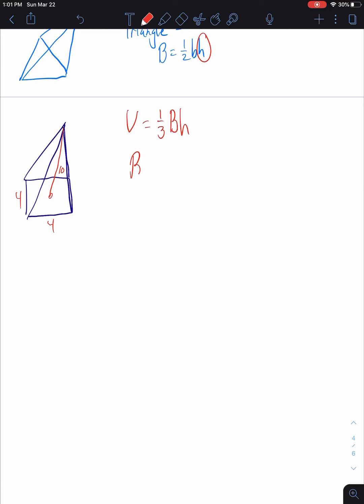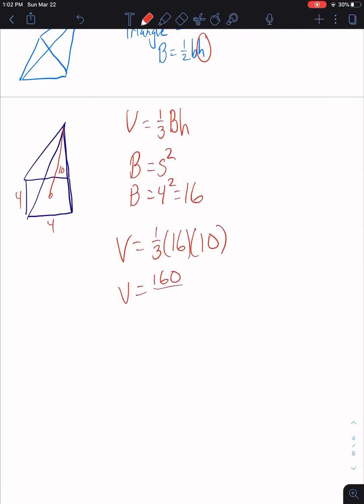So for us, our base is going to be side squared. So 4 squared, that gives us 16. Okay, and that is our base there. So now our volume is going to be 1/3 times 16 times the height. The height is 10. We're going to plug all of this into our calculator, and we're going to get a fraction. I'm going to leave it as a fraction, okay? 160/3, but if you were to plug into the calculator, you would get 53.3, where that 3 is repeating, okay?